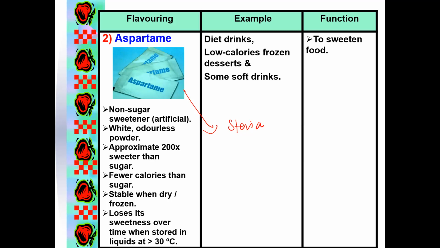It's not good because it's actually 200 times sweeter than sugar. What's the point? It's crazy, right? But the good part is it's fewer calories than sugar. Why get diabetes if you want? But I think this is even worse. So don't take aspartame. Try never to take it. It will lose its sweetness over time.